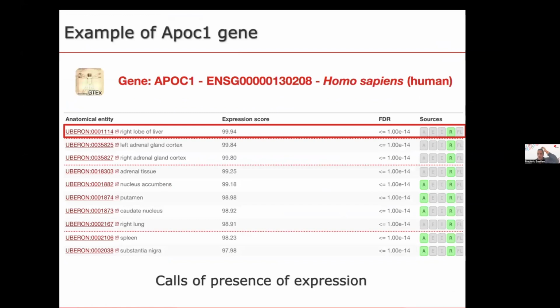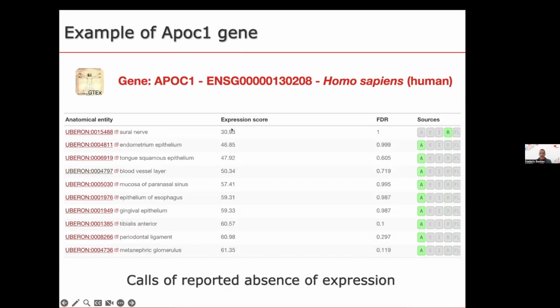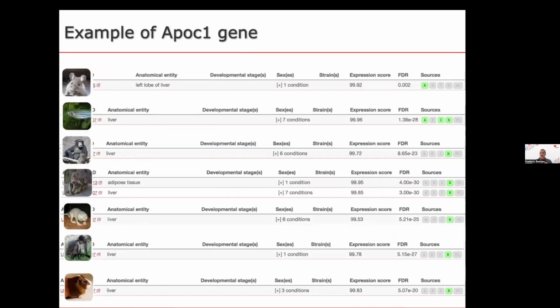Just to give you an example, APOC1 is an apolipoprotein important in liver. When you go to the gene page in human for that gene, you see at the top that we correctly identify liver as the most important condition for that gene, with a very high expression. Again, the maximum is 100, so this is very, very high. Then you can see the conditions that have less expression. But what I want to show you is how it is comparable between species.